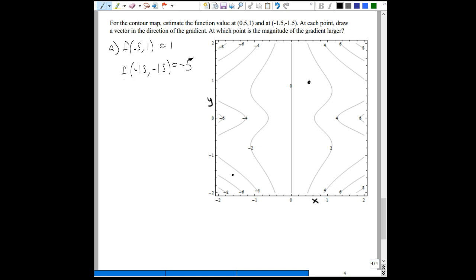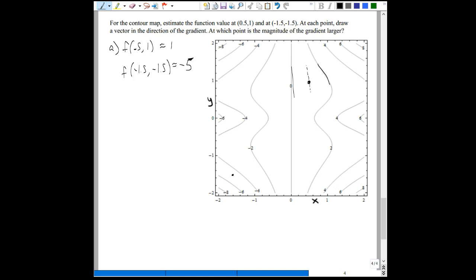Okay. Next, we're going to draw a vector in the direction of the gradient. So what we know about the direction of the gradient is that it is perpendicular to a level curve. Now, we didn't have the good fortune of either of our points being on a level curve, so we have to estimate. So what I would say is that if looking at our first point, (0.5, 1), if this level curve is like this and this level curve is like this, then a level curve through this point, maybe it looks something like that.